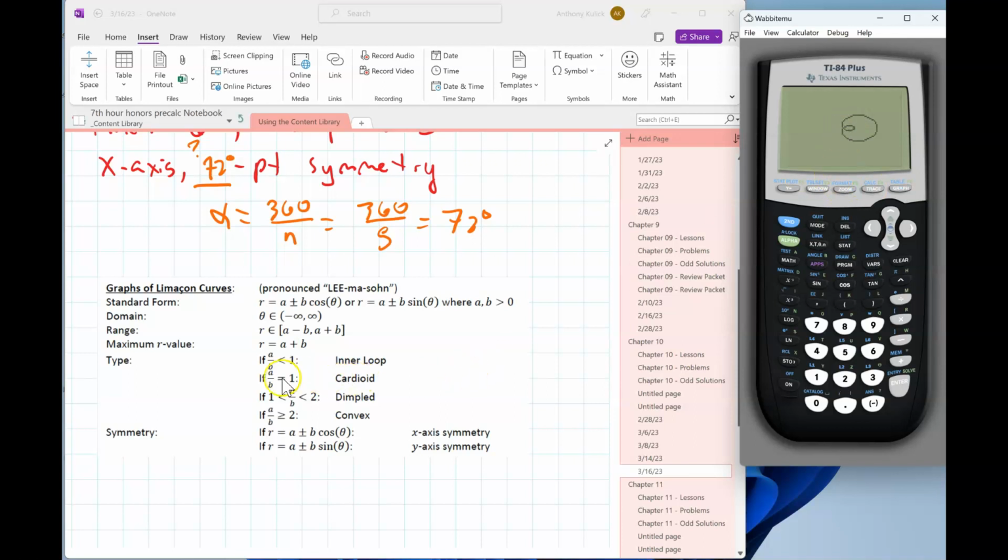Okay, inner loop. A cardioid is where A and B are the same, because A over B has to be 1, so I'll just make that 4 and 4. Kind of looks like a heart or a butt.